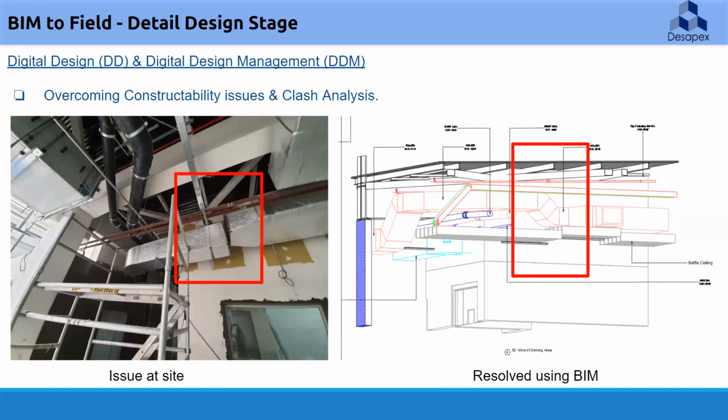In the image, you can see an HVAC duct misalignment because the plumbing contractor followed his own path and installed the pipes. Using BIM, the issue was resolved within hours, and a detailed drawing was shared with the site team for execution.